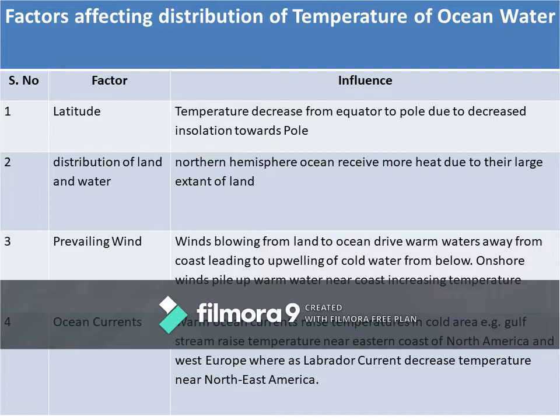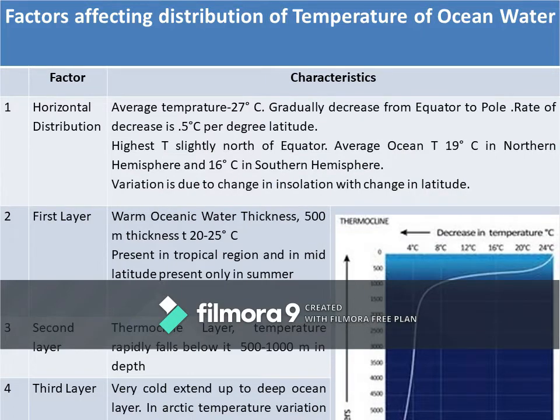Temperature depth profiles show how the temperature decreases with the increase in the depth of ocean. The temperature structure of oceans over middle and low latitude can be described as a three-layer system from surface to the bottom. The first layer represents the top layer of warm oceanic water. It's 500 meter thick and the average temperature is between 20 degrees Celsius to 25 degrees Celsius. Within the tropical region, it exists throughout the year, but in mid latitudes, it develops only in the summer.